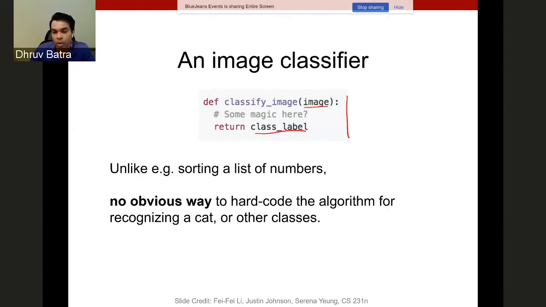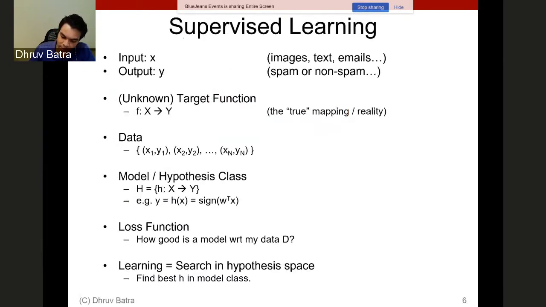We do not know an algorithm without data that does this job well. And so our approach is going to be the supervised learning approach, which follows this particular paradigm, that there is some unknown target function f that does the mapping from X to Y. We will ask for a data set of XY annotated pairs. We will define a model class or a hypothesis class, which is a set of allowable mappings from X to Y. You will meet such a model class today.